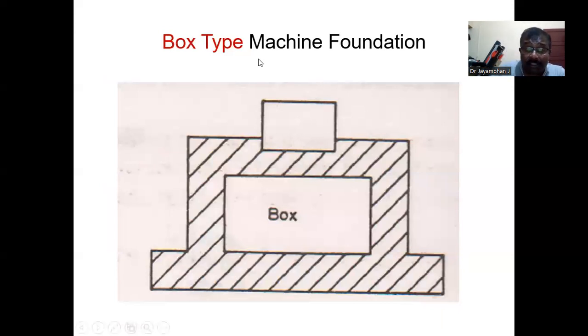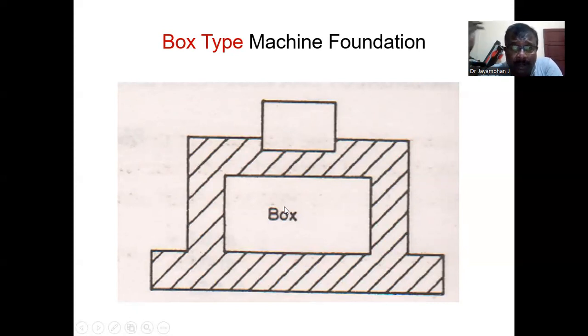Next comes a box type. Box type means above we have the machine and there is a concrete box supporting the machine. The inside portion is hollow. This may be due to various reasons. For maintenance purposes, we may have to reach the bottom portion of the machine, or for electric connections, or maybe some machines may require fluids or gas. So for these connections and for maintenance purposes, the bottom portion will be hollow. These are known as box type machine foundations.